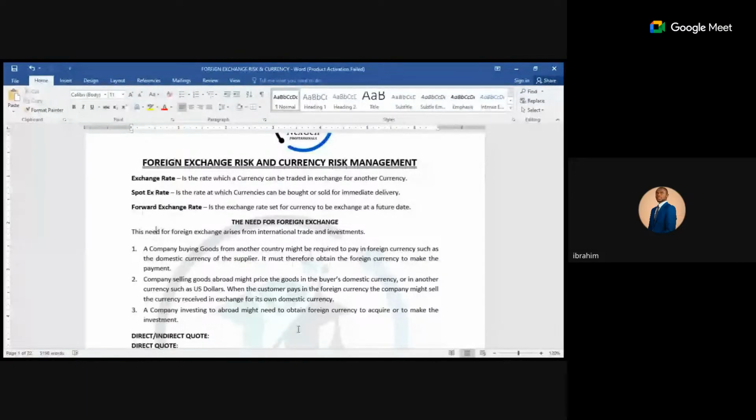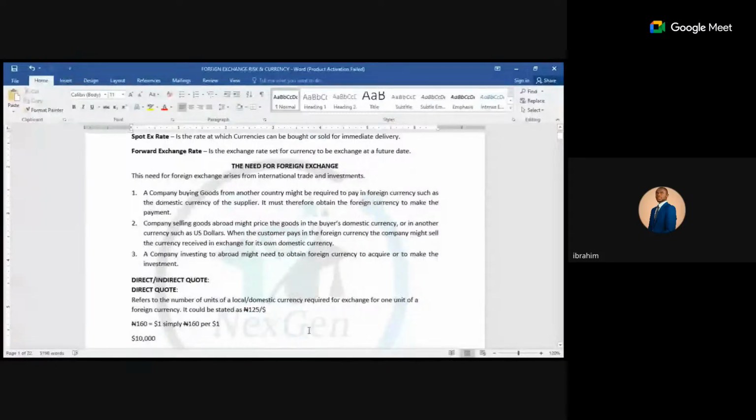Now, we need to move further to talk about direct quotes. Class, this is usually problematic in international investment. I don't just want to jump into international investment and start saying direct. I want to tell us how we get to that direct or indirect quote. You need to understand the terms in foreign currency and in international investment before we talk about international investment in full, right?